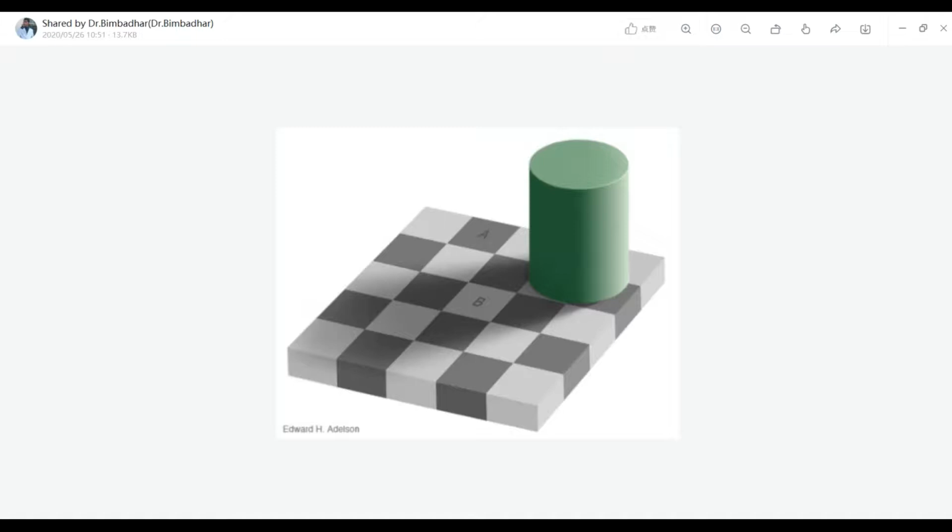It looks different, right? Obviously, one is looking white, one is looking gray, right? But if I remove the block here, the truth is that A and B belong to the same color. Both of them are of the same color. Did you understand?